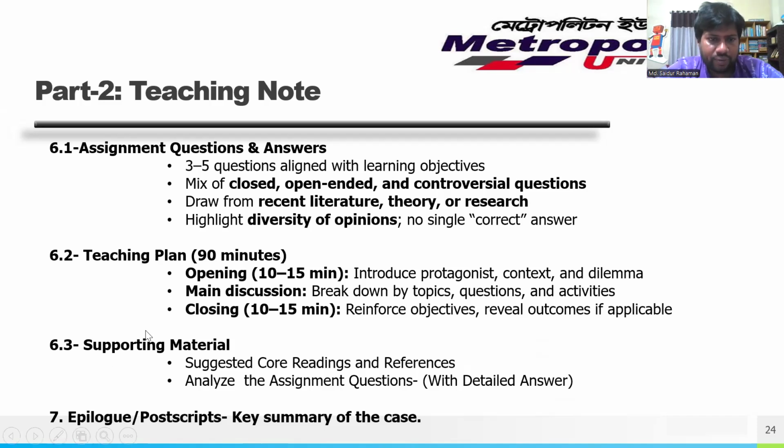At point number 6.1, the authors have already written some questions. What are the different questions you have used there? You need to answer all the questions in the supporting material part with detailed answers, including all the exhibits, tables, figures, and many things. And finally, epilogue, postscript, or key summary of the case.